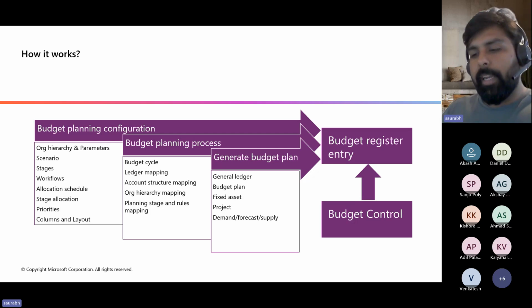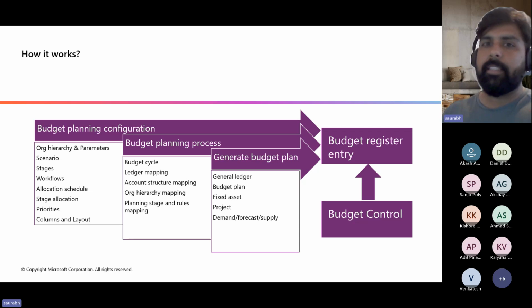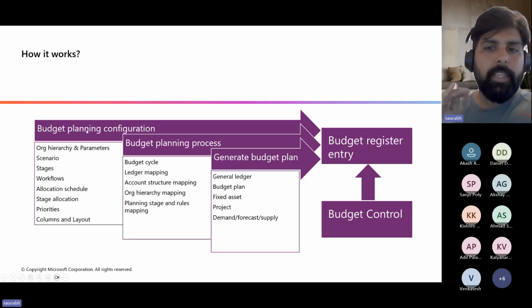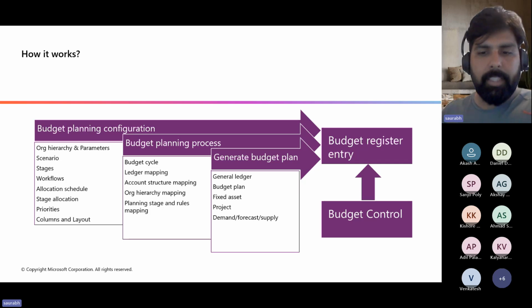Now, how you create these budget register entries, how you define this budget, is the key thing in the planning. Now, how does the planning help you to do this? The first step which you need to do is the budget planning configuration. So first you need to define the configurations. And trust me, it is a bit complex.